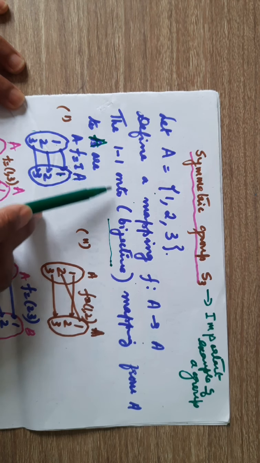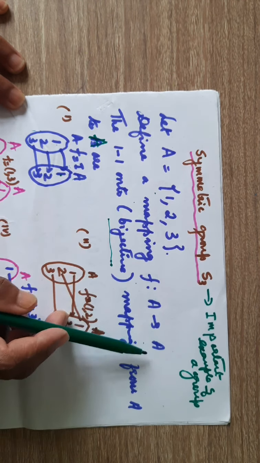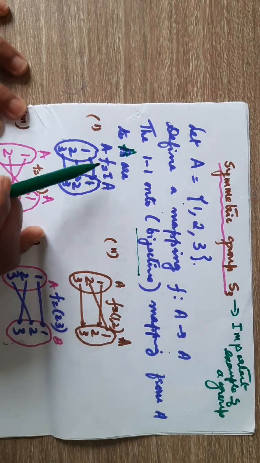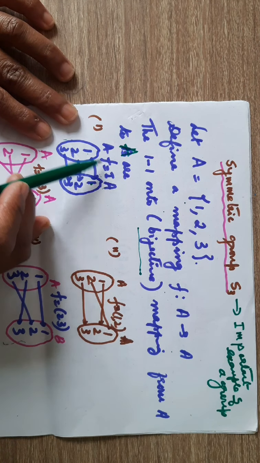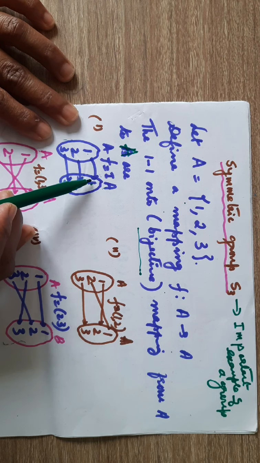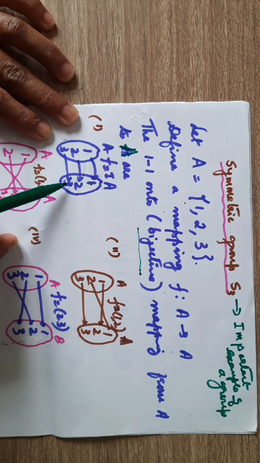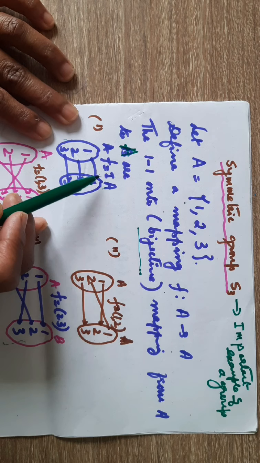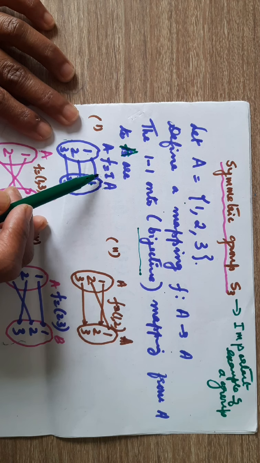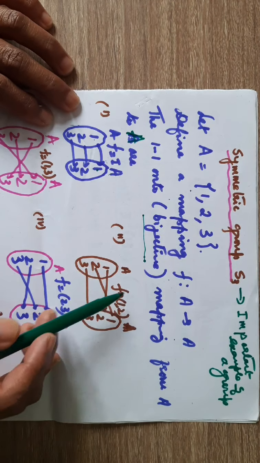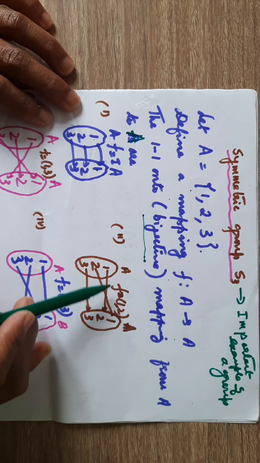The one-one onto mappings that you can define from A to A are given as below. Number 1 is F equal to I, that means element 1 is mapped to 1, 2 is mapped to 2, 3 is mapped to 3. So this mapping F, which is one-one onto, is denoted by I, the identity mapping. Now number 2, one-one onto mapping from A to A itself is this one.